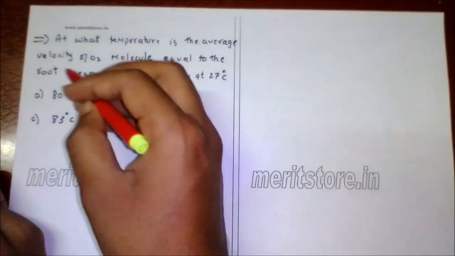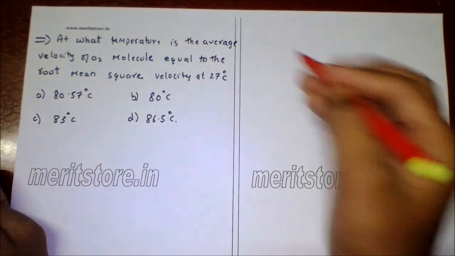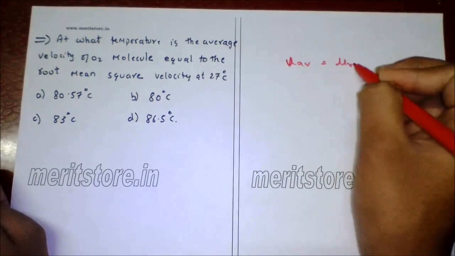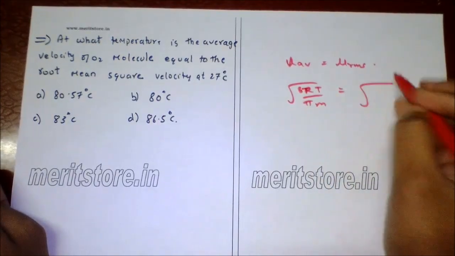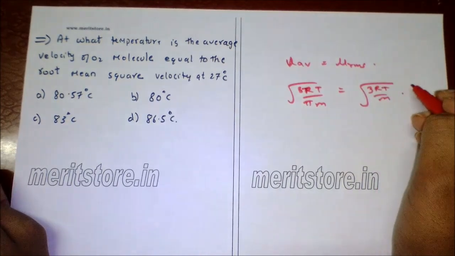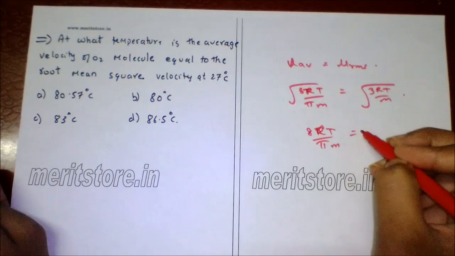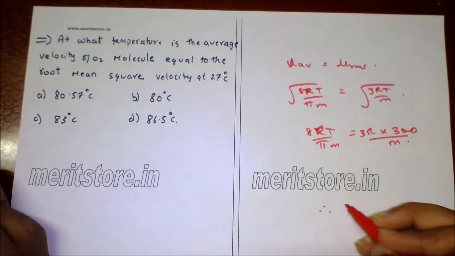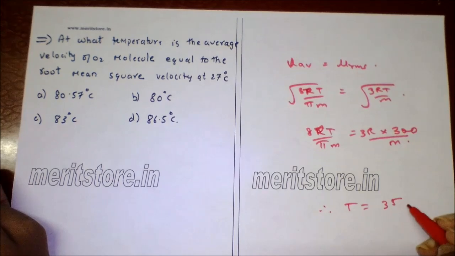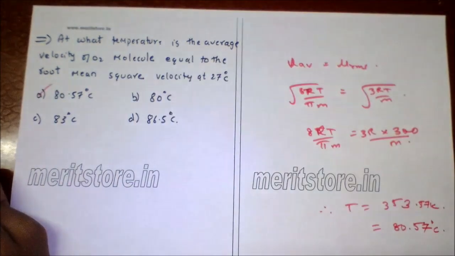At what temperature is the average velocity of oxygen molecule equal to the root mean square velocity at 27 degrees Celsius. So we want average velocity equal to RMS velocity: root of 8RT/πm is equal to root of 3RT/m. Taking out the square root, 8RT/πm = 3RT/m. Substituting the values of temperature, therefore temperature is equal to 353.57 K, which is 80.57 degrees Celsius. So option A is the correct answer.